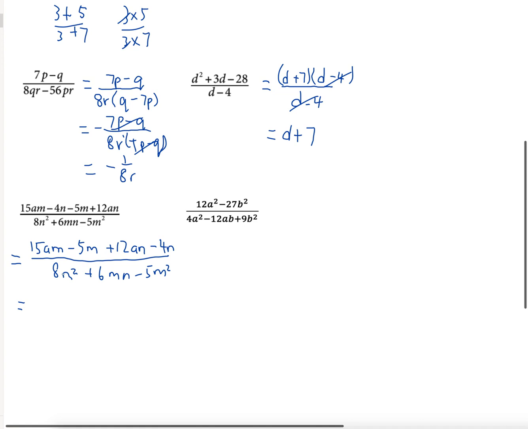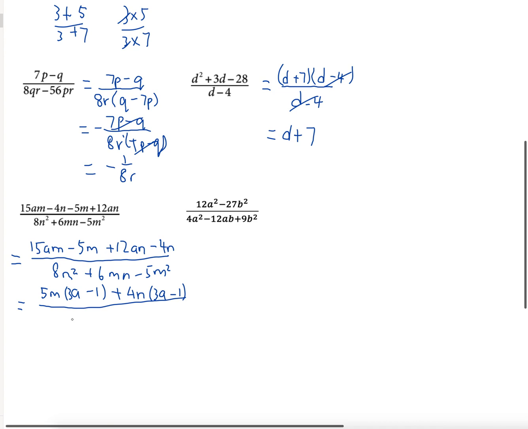Now we can factorize. 5m is common, and in the bracket we have a minus 1, 3a minus 1. So here, taking out 4n is common. We have 3a minus 1. So 3a minus 1 is a common factor.